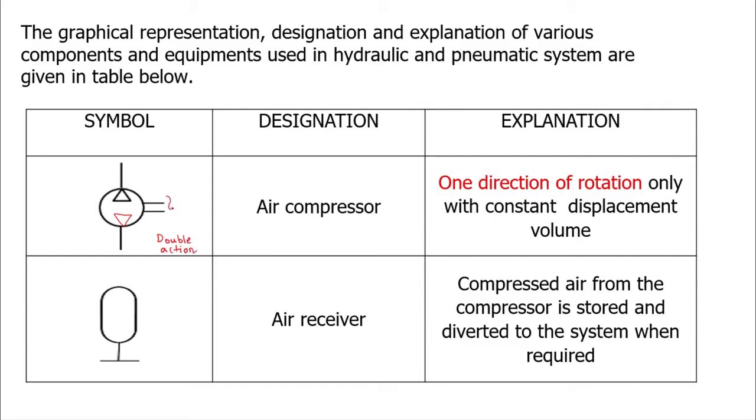Now these two parallel lines indicate the constant displacement volume. If I put an inclined arrow as shown here, then we can interpret this symbol as the compressor providing variable displacement. So that inclined arrow is the indication of variable displacement. If the arrow is not there, it gives the constant displacement.